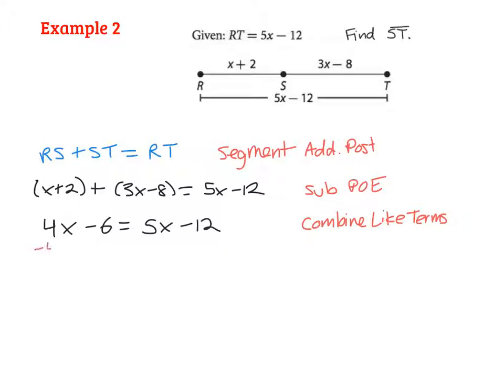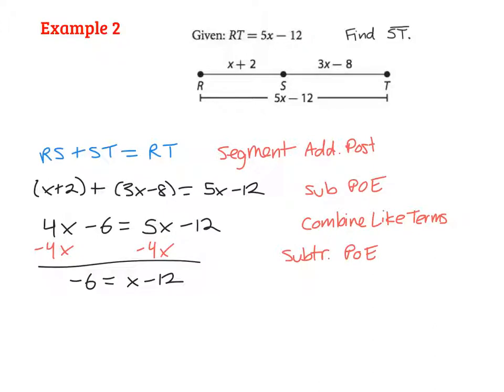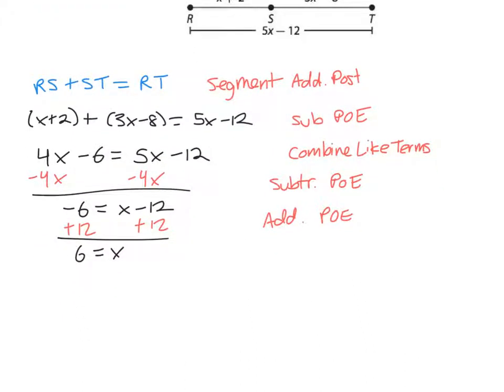Here I will subtract 4x from each side. Negative 6 equals 1x minus 12. That would be the subtraction property of equality. And then we'll add 12 on both sides. And we get 6 equals x. That would be the addition property of equality. And then we can even rewrite it as x equals 6, which would be the symmetric property of equality.